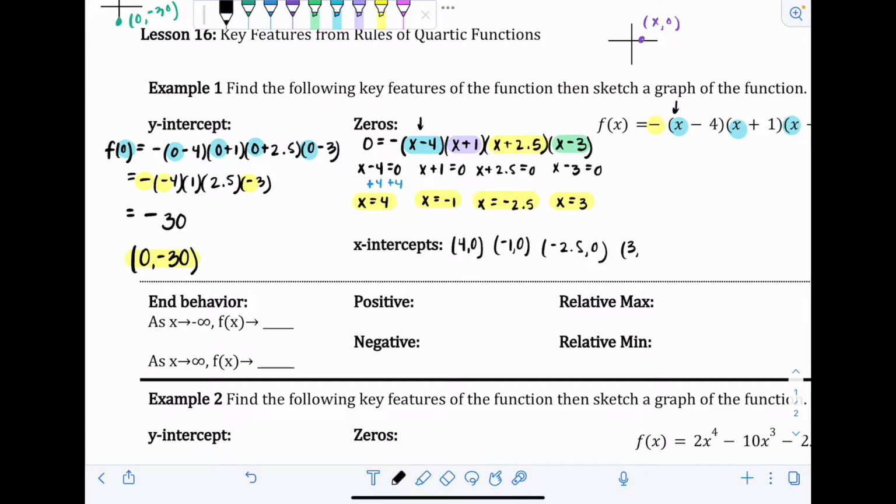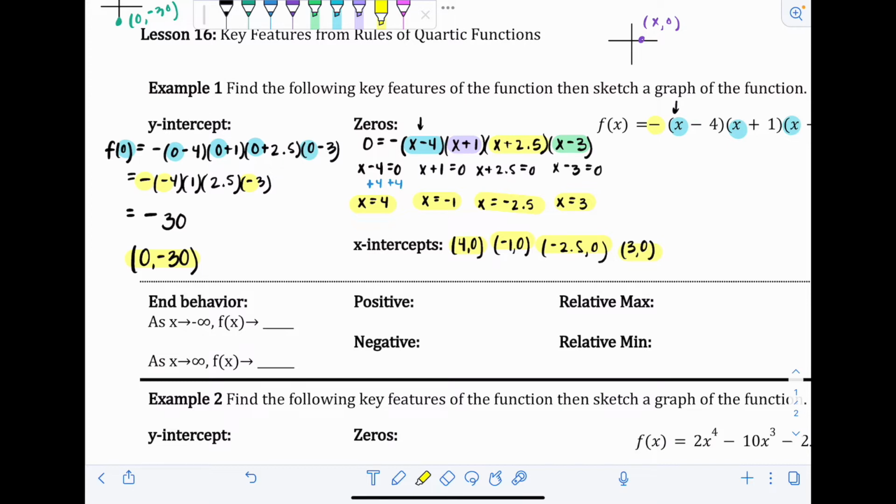Each zero, in terms of these zeros, not the number 0 necessarily, gets its own x-intercept. So x equals 4 was (4, 0). X equals negative 1 was (negative 1, 0). X equals negative 2.5 is (negative 2.5, 0). And then x equals 3 is (3, 0).